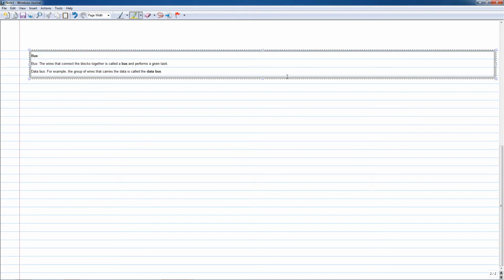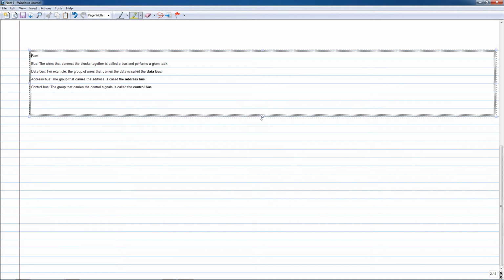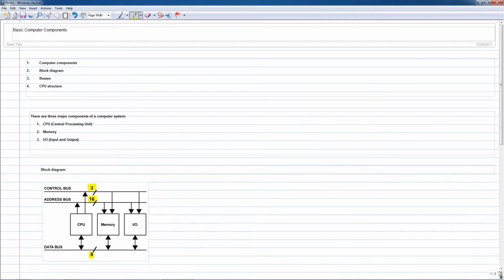All right, looking at this, you can see that the bus is considered to be a collection of lines that connect the various components together. In the block diagram we saw here, we have 3 buses: the control bus, the address bus, and the data bus.